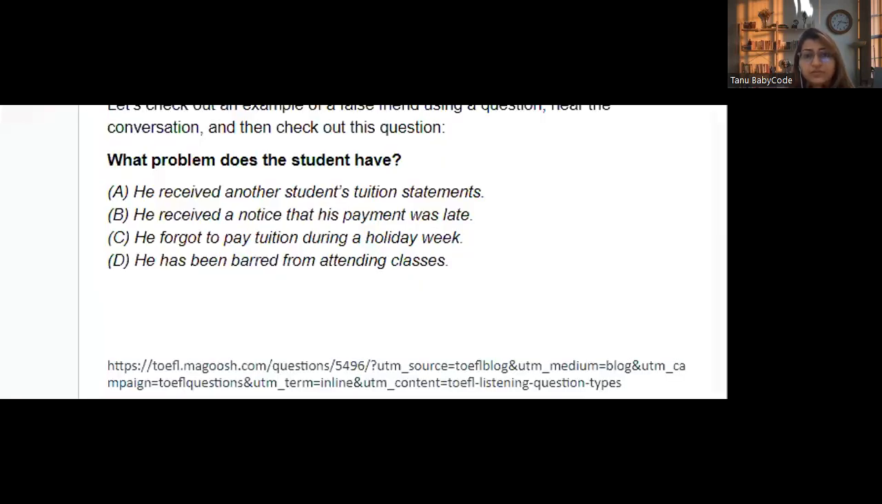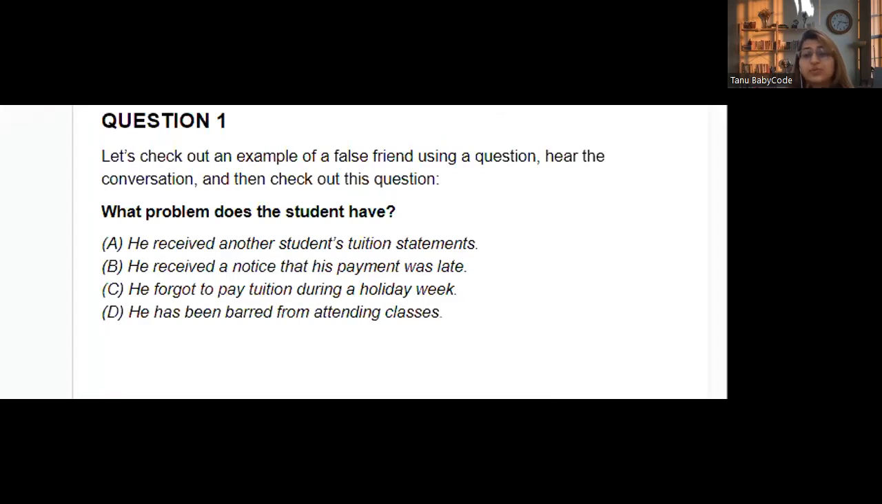So as you have heard this audio, you have to answer this question: what problem does the student have? And you have four options. While listening to the audio, it's required that you make your notes. The first one is that he received another student's tuition statement. Second is he received a notice that his payment was late. Third one is he forgot to pay tuition during a holiday week. And the fourth one is he has been barred from attending classes.